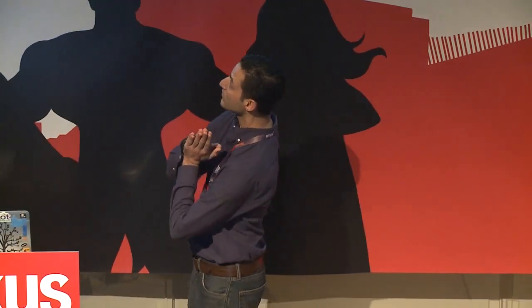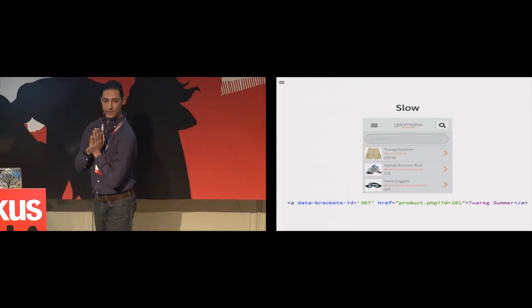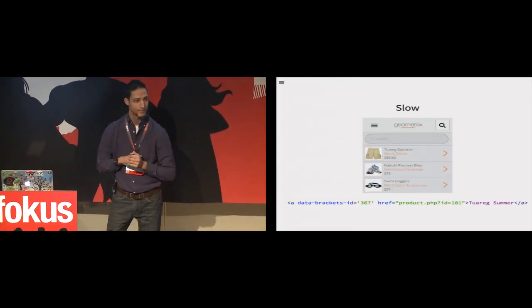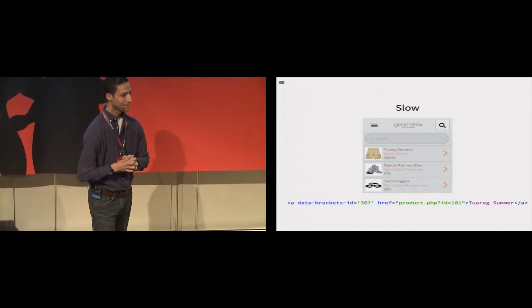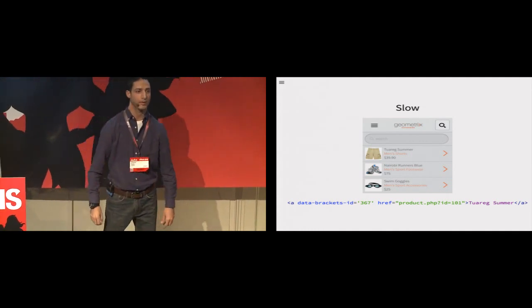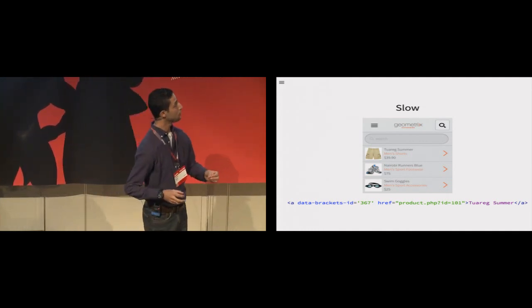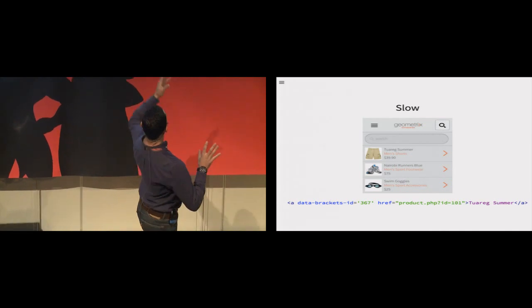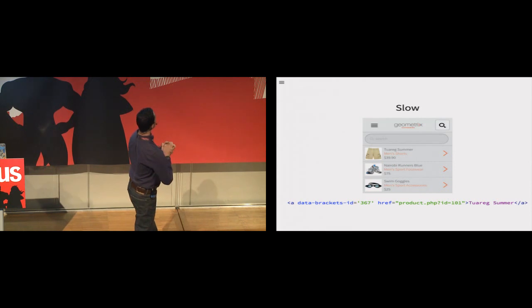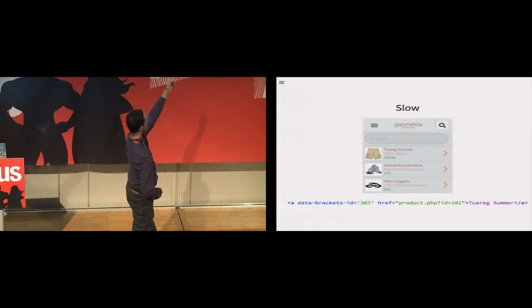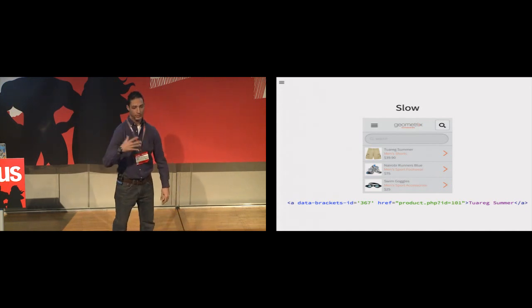Point number 2: if you see a line of code like this, what is the problem with it? No, we're not talking about syntax. We are talking about performance. You have a list of items, and when you click on a specific item, this line gets the item with ID 101 to be rendered in the next page.